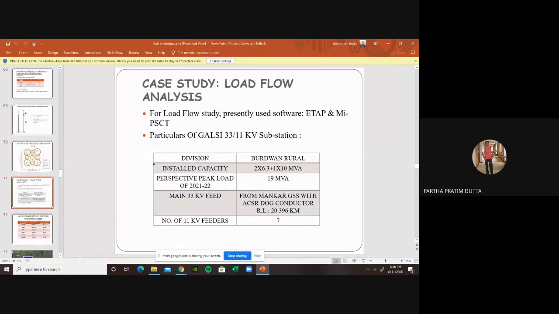Now this is a case study of load flow study. Load flow study is very important. We do it in ETAP and MiPower software. We have taken a substation at Goalchi in Bardhaman. Installed capacity is 2.63 and 1.10. Perspective peak load 2122 is considered as 19 MVA. Main 33 kV feeder from Mankar grid substation, ACSR dog conductor, route length was 20.396. Number of 11 kV feeders is 7.